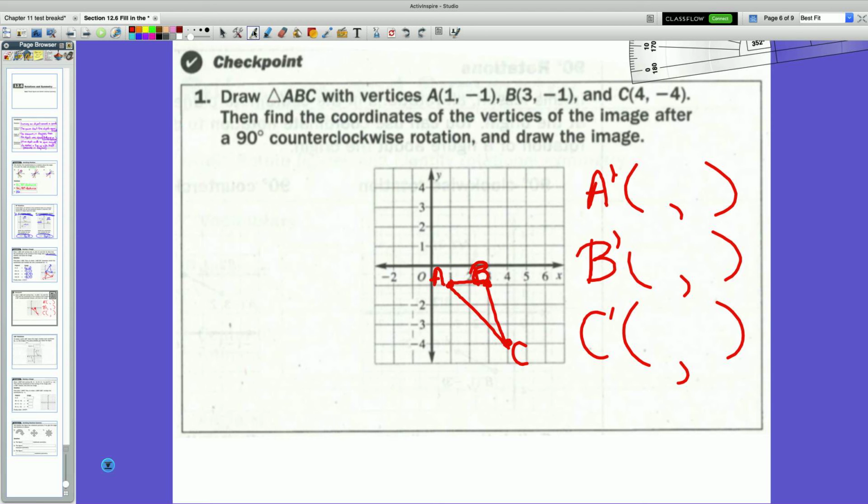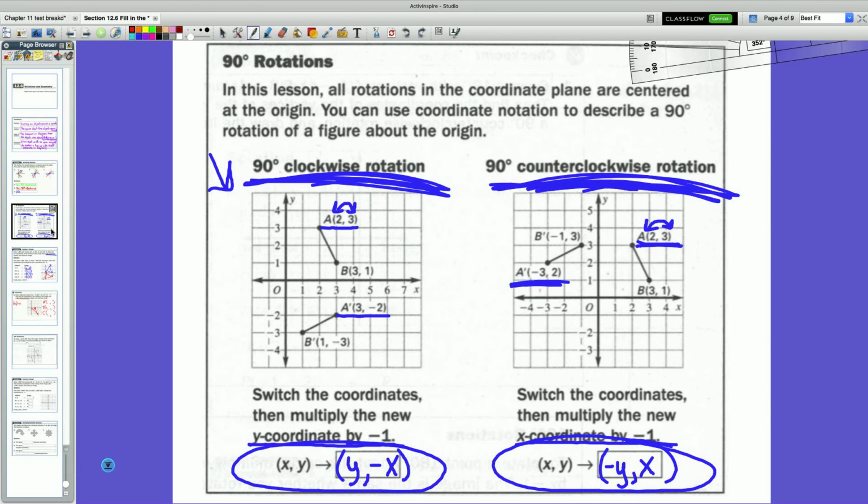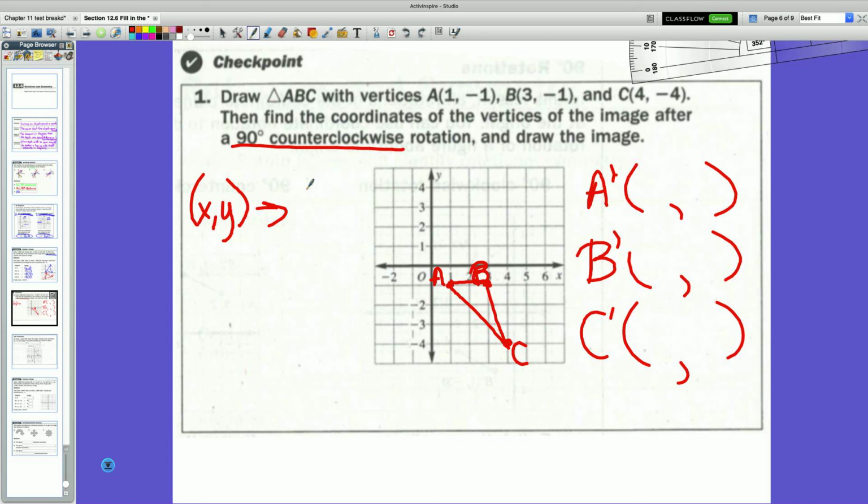So then I'm doing 90 degrees counterclockwise. So my rule is that (x, y) goes to, and even I have to go back and check, (negative y, x). And again, you'll be given that on your test, so that's not something you need to memorize. You just need to know how to use it.